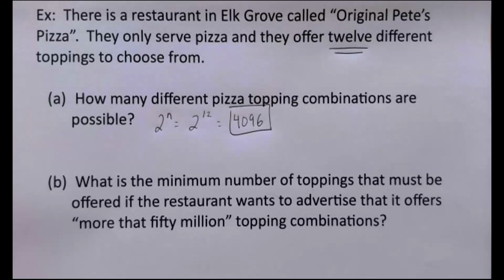But Mrs. Pete comes in and she's bugging him. She says, Pete, we got to do better. We can only offer 4,096 types of pizza. We got to do better. I want to be able to offer more than 50 million types of pizza. We need more toppings. And Pete says, honey, we already have 12. Isn't that enough? We can already offer over 4,000 types of pizza. She says, Pete, I want more than 50 million.